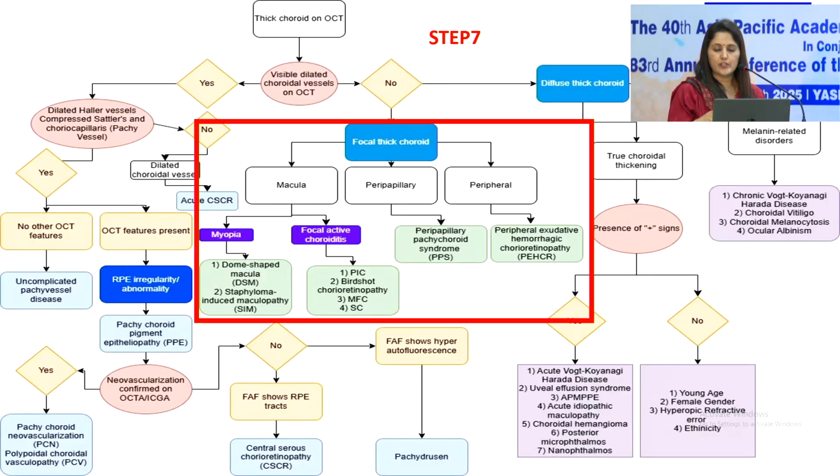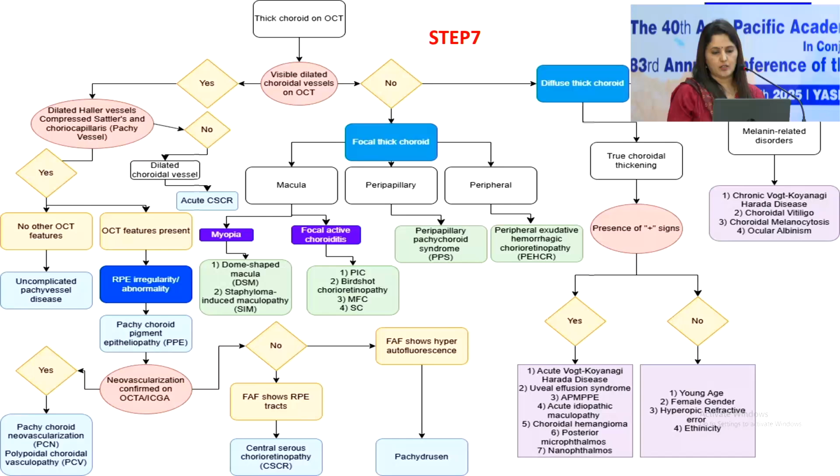And now moving on to outside the macula. Suppose there's a focal thick choroid which is outside the macula, it is important for us to identify whether it is peripapillary or peripheral. The peripheral congestion of the choroid is what we call PHCR. Again, it is highly controversial whether PHCR is a part of the pachychoroid disease and what exactly causes PHCR, whether it's an exudative or a neovascular-driven condition. But there is definitely a consensus that peripheral congestion of the choroid is responsible for the PHCR.